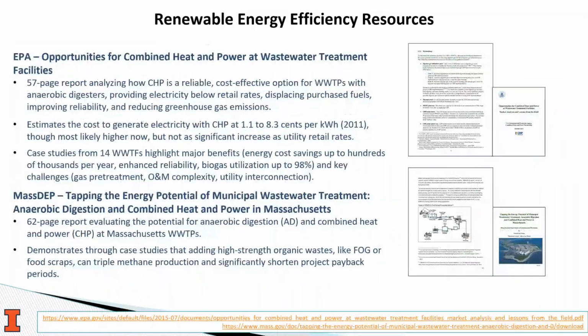For a deeper dive into CHP opportunities, EPA does have a 57-page guide that focuses on CHP. It's a report that highlights how CHP is a reliable, cost-effective option for wastewater treatment plants, how much energy savings they can expect from implementing CHP, as well as case studies from systems using CHP to just get a better general idea of some of those process considerations and expected savings. MassDEP has a similar report evaluating how Massachusetts specific systems have implemented anaerobic digestion and combined heat power, and how much energy efficiency impact those have had, as well as considerations on operations and process control.